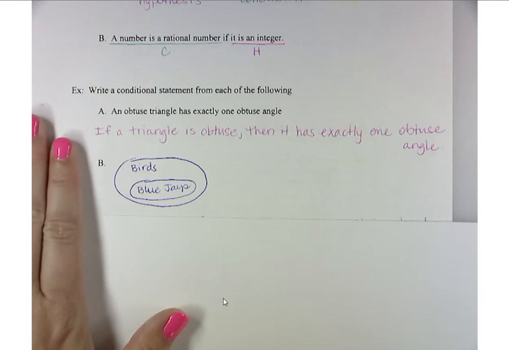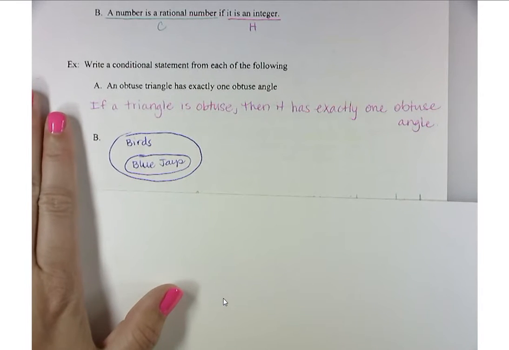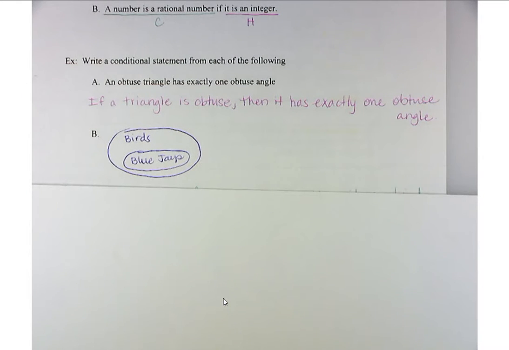And B is a Venn diagram. You have a large circle that says birds. And then you have a smaller oval that says blue jays. So write down that first, and then see if you can write an if-then statement from your Venn diagram.